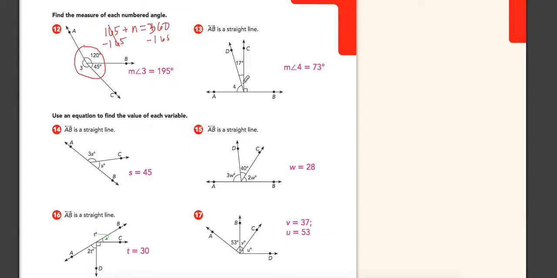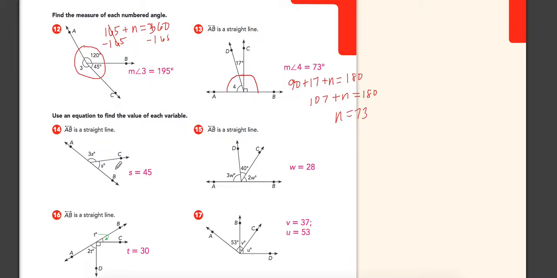For number 13, so again, these three angles here, this angle right here, plus this 17 degree angle, plus this 90 degree angle, have to equal 180. So I can write an equation of 90 plus 17 plus N equals 180. 90 and 17 is 107. So 107 plus N equals 180. I subtract 107 from both sides. I have that N equals 73.